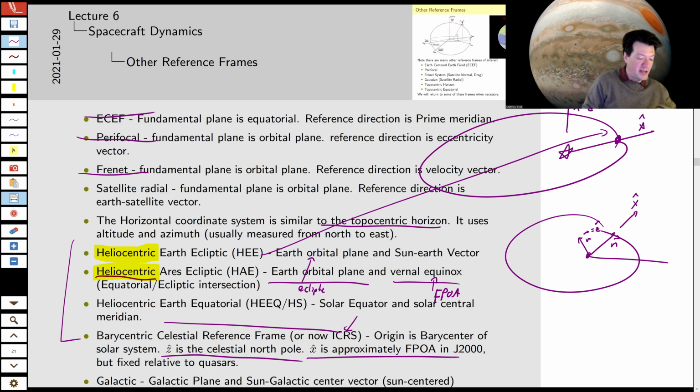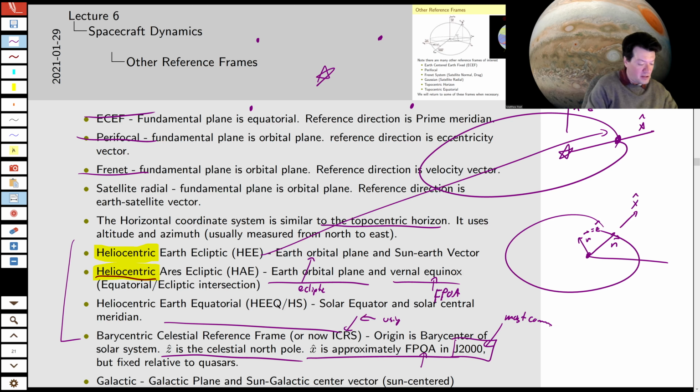So if we're using ICRS, it's actually defined using quasars. You have these very long baseline interferometry observations of these quasars, which emit these signals in space, very pinpointed very accurately, and so it's technically designed with respect to these quasars, but the x hat approximately corresponds to the first point of Aries in the J2000 coordinate system. Again, in ECI, J2000 is the most common coordinate system that people use.